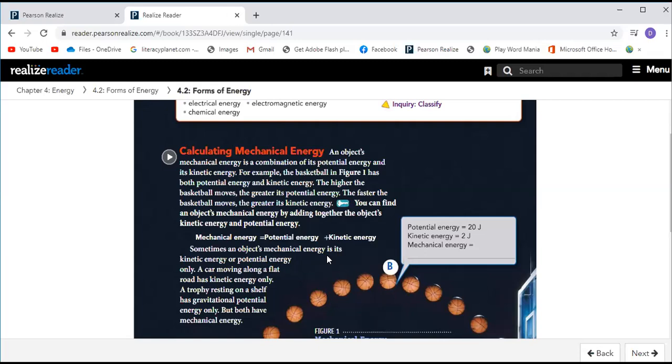Another example, if a car is moving along a flat street, due to its motion, it has kinetic energy, but it's in touch with the flat street, no height, it's not lifted up from the street, so it has no potential energy, just kinetic energy. So all the mechanical energy is the value of the kinetic energy. So mechanical energy is the sum of potential energy and kinetic energy. Maybe both of them have values, maybe one is 0 and the other has the value. Okay, again this figure.